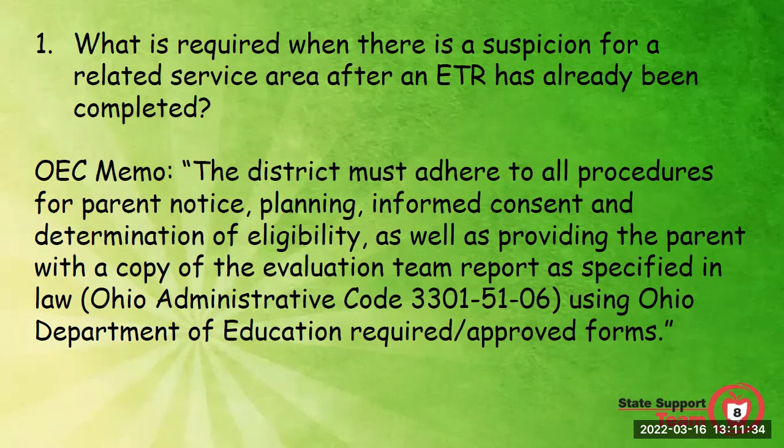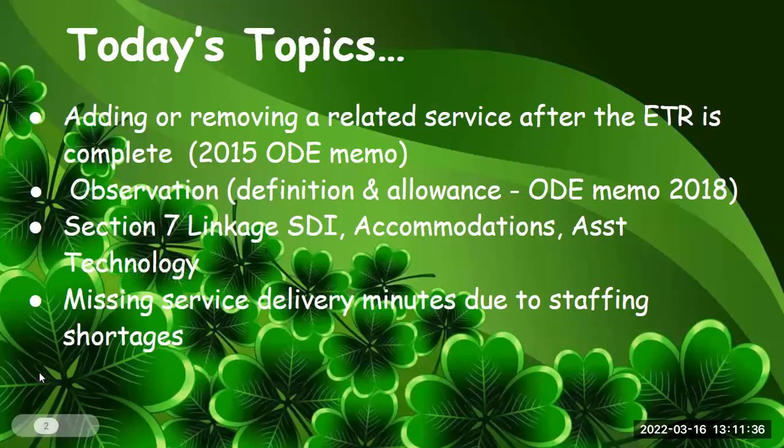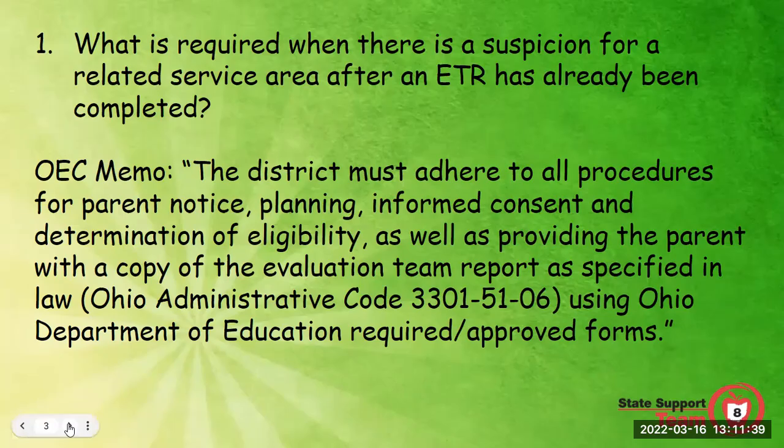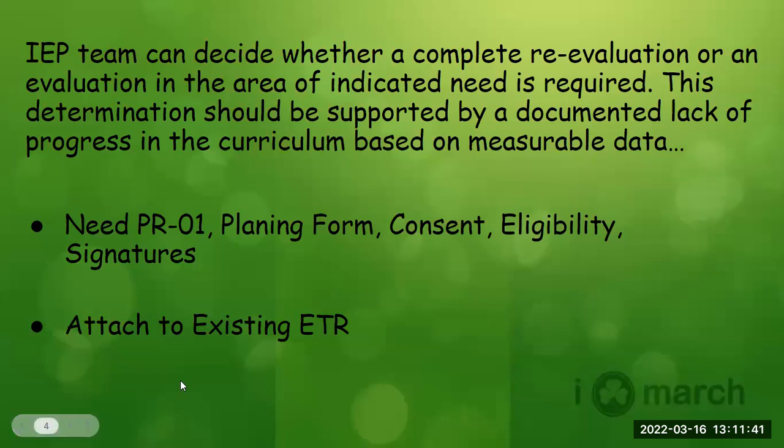And the short answer for that, what we like to say, I already said this, is that you can decide whether you're doing a full reeval or just in that area. But again, what you need is PR01, the planning form, consent signed, eligibility signatures. And then what I suggest you do is staple those together and then simply put that with the full ETR.